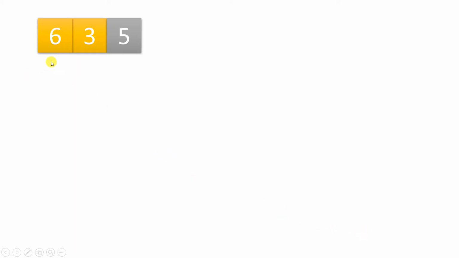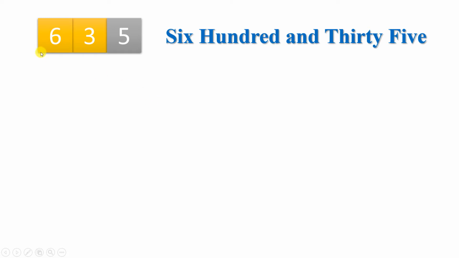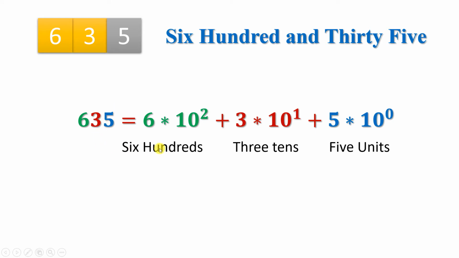Now let us say for example we have got a number 635. This number is a combination of three things: 6 into 10 raised to 2, that is 6 hundreds, plus 3 into 10 raised to 1, that is 3 tens, plus 5 into 10 raised to 0, that is 5 units. So 6 hundreds, 3 tens and 5 units. The powers of ten are shown over here.